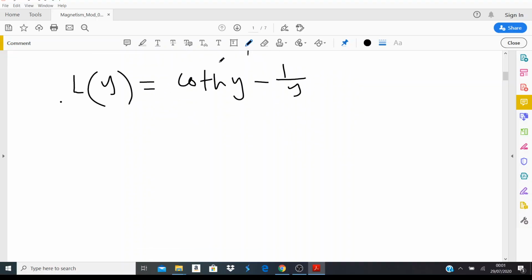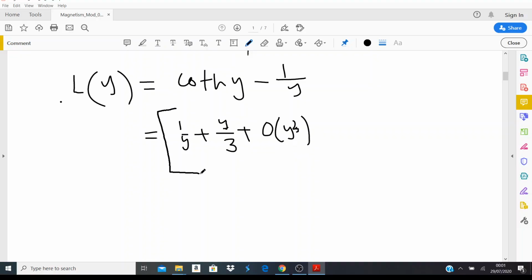Now you know the coth hyperbolic function can be expanded in a series expansion, and if you look at the literature, it's nothing but 1 by y, then we have y by 3, then some more terms. The leading correction is of the order of y cube. So that's the approximation for the coth hyperbolic function. Then we have 1 by y, right?